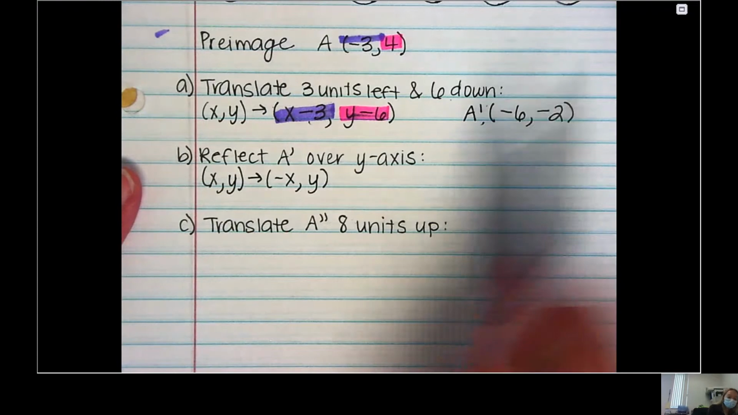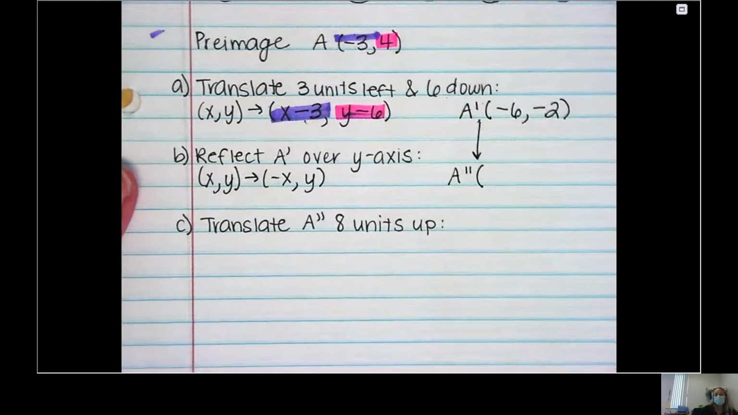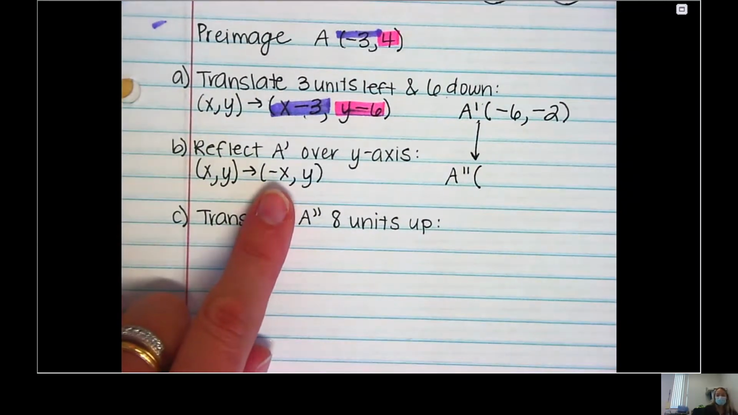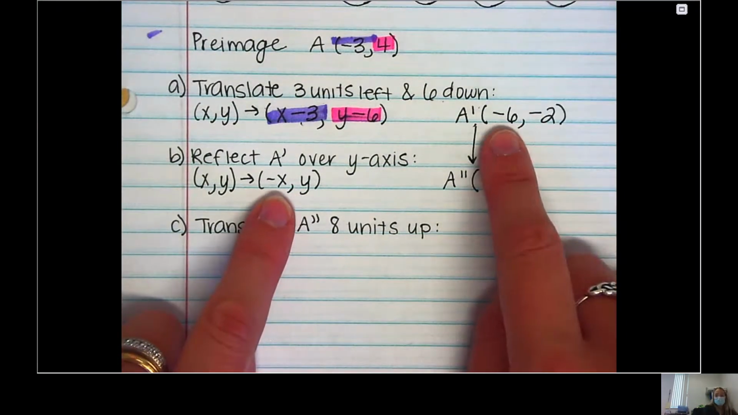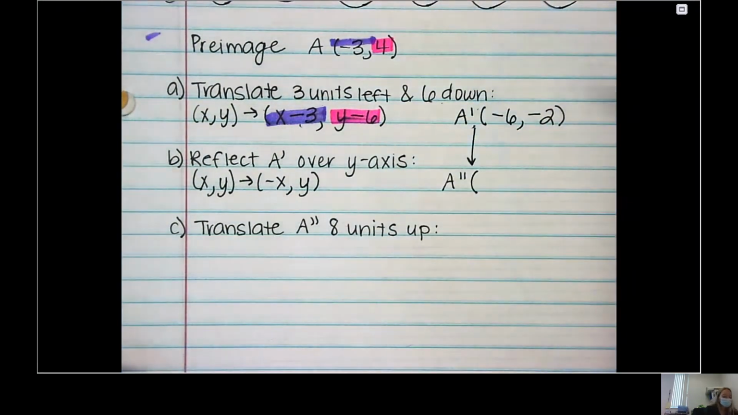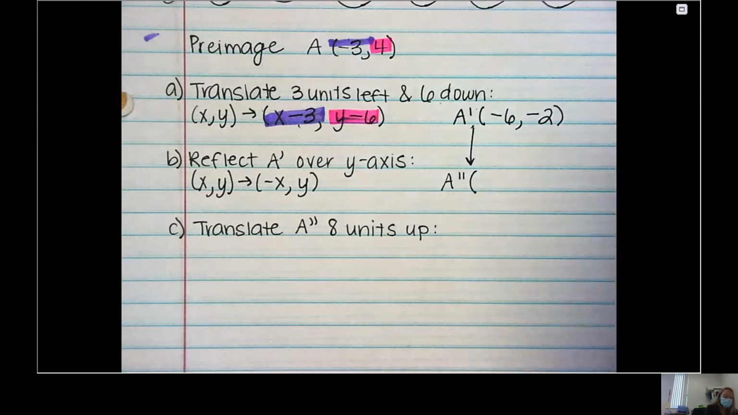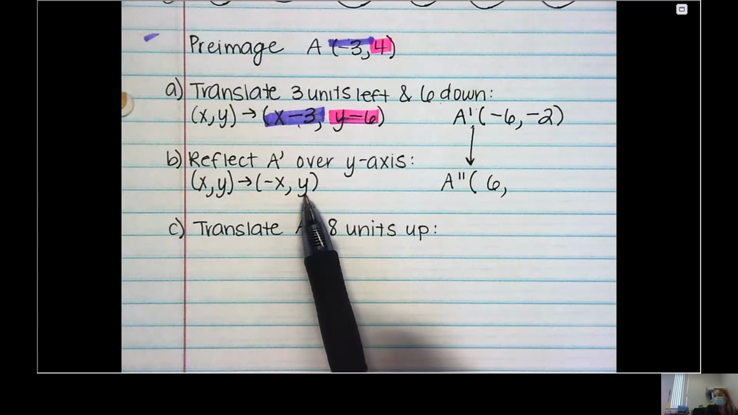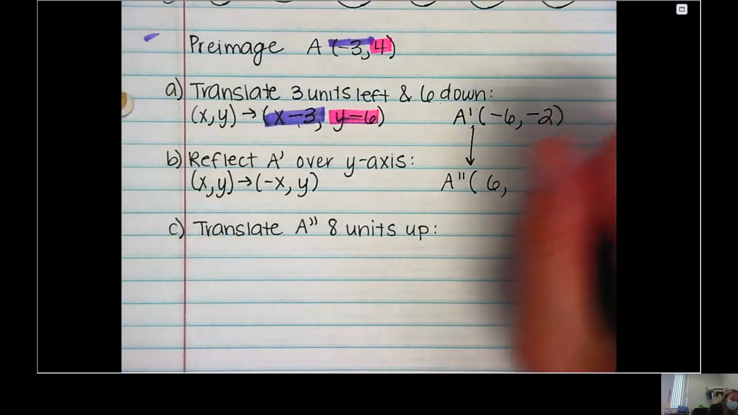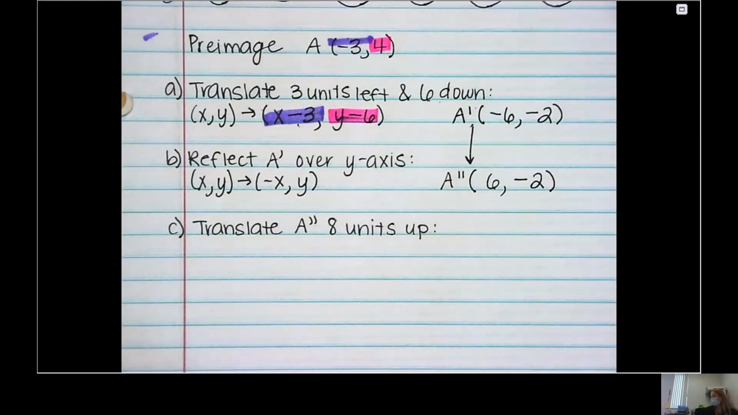So you're coming over here to A prime, and this is the one that you reflect to give you A double prime. Your x changes signs, your y stays the same. If it was -6 and I'm going to change the sign, what should mine be? +6. What do I do with this -2? Do I change it? I just keep it the same, so I keep it as -2. All right, we reflected it.